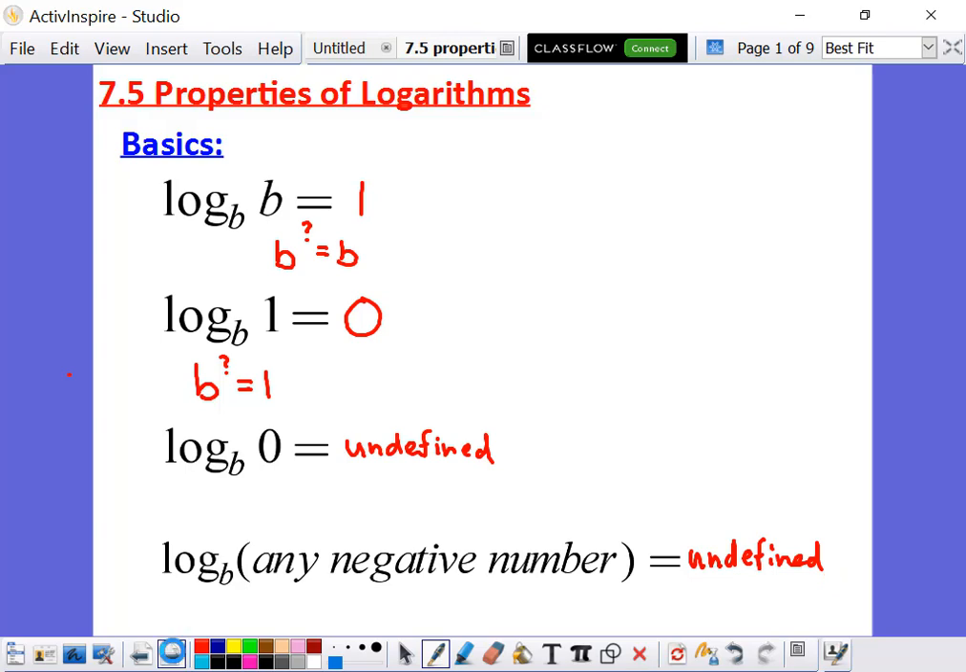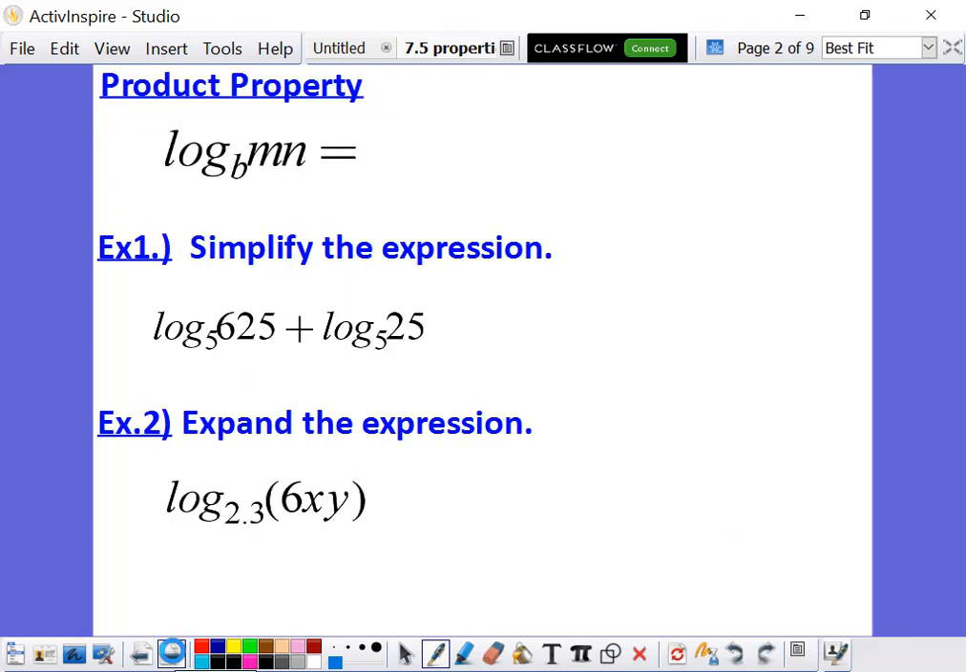Okay? Now there's a few other properties that you're going to need to know. The first is called the product property. What the product property tells us is, if you have something like log base b of m times n, that's multiplication, m times n. Here's what you can do when you're taking the log of two things that are being multiplied. You can actually split this into two logs. So log base b of m plus log base b of n is how you can split up two things that are being multiplied together. You can split it up by using addition.